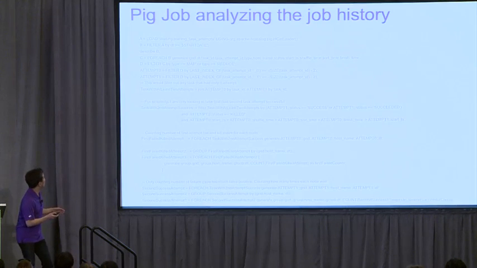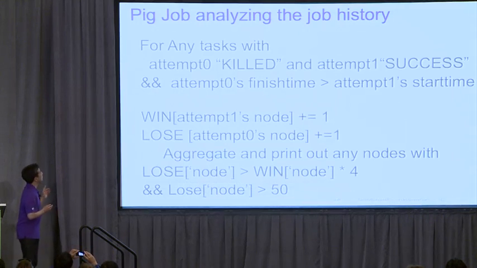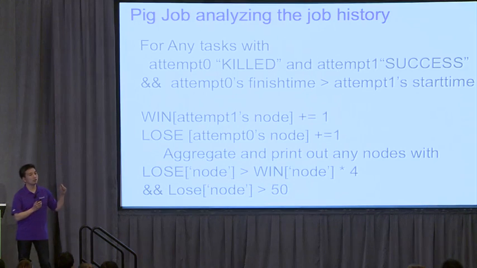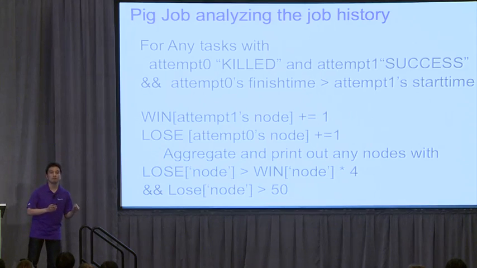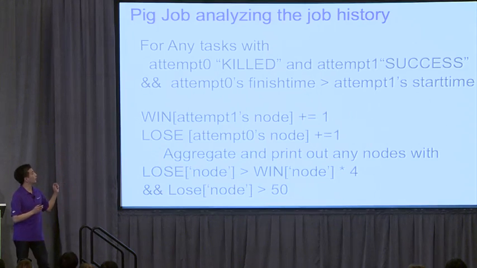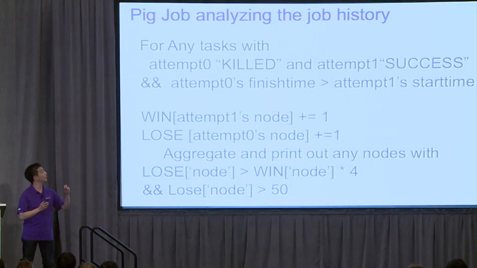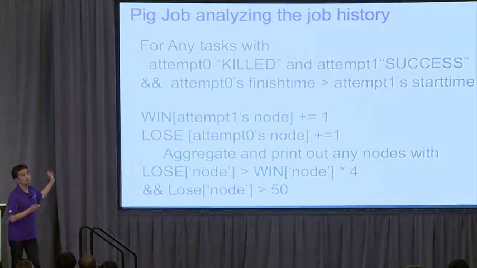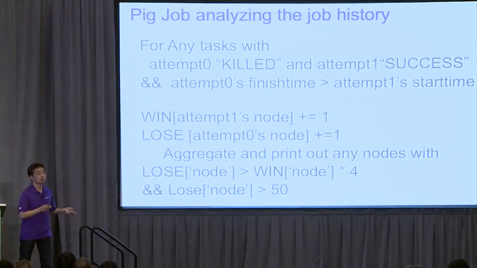And this is a big query that I wrote. I don't want to go over it. However, the summary is this. The first 2 lines try to find any tasks that have the first attempt killed and the second attempt successful, and the first attempt finishes later than the speculative next attempt, meaning the first 2 lines identify the speculative task. And then I just give a win count and a lose count of 1 each.